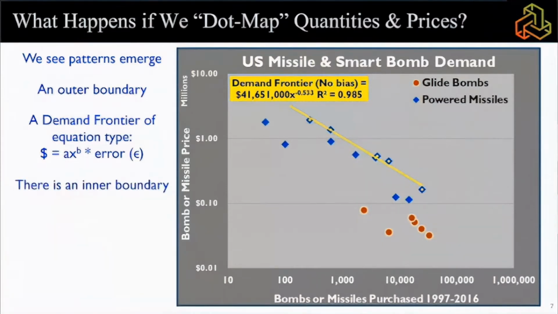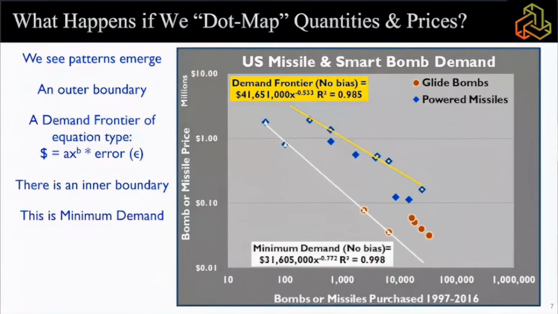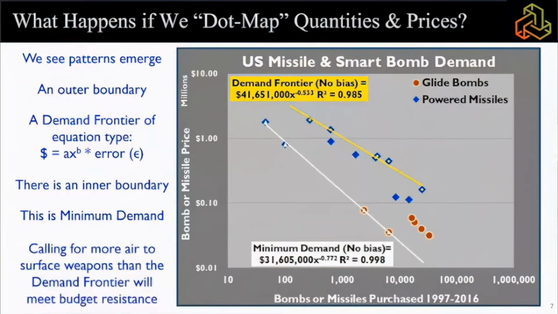Now, it turns out in this particular market there's an inner boundary too, and we can mark that with these white dots. If you strike a line through that, you get another curve, which we could call minimum demand. Very importantly, if you're going to take one or two things away from this presentation, one of them ought to be this: calling for more product, in this case air-to-surface missiles, than the market will bear, going beyond this frontier, is going to meet budget resistance.